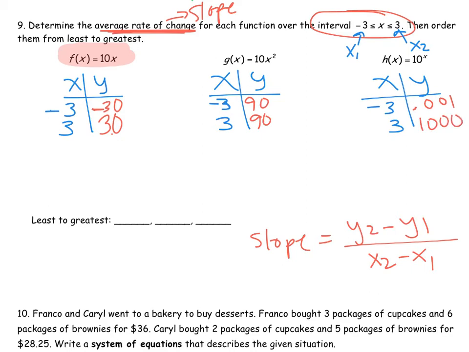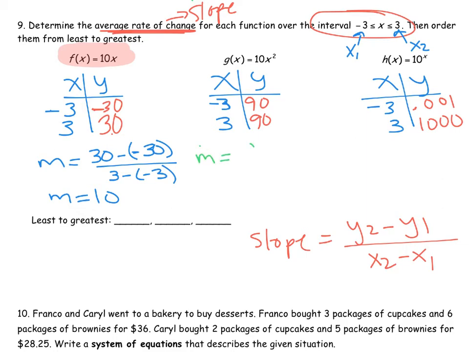Now, just to save some time, I'm not going to do this for all of them, but you guys have to do the slope 3 times. So I'll model the first one for you. You have the slope will equal 30 minus -30 all over 3 minus -3. Now when you do this in the calc, you'll get your slope here to be 10. Again, over here, if I do this by hand, I have the slope will equal 90 minus 90 all over 3 minus -3.